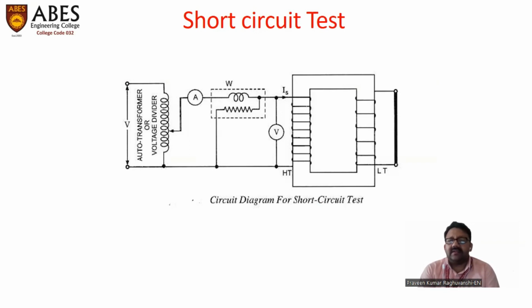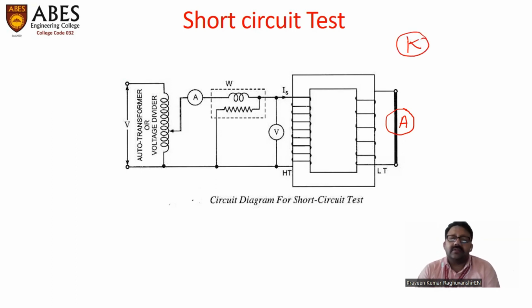Whereas the secondary side of the transformer is short circuited with the help of a thick copper wire, or we can connect an additional ammeter on the secondary side, like this. The purpose of this ammeter is to measure the secondary current. So by measuring current on both sides of the transformer, we can easily calculate the transformation ratio K.